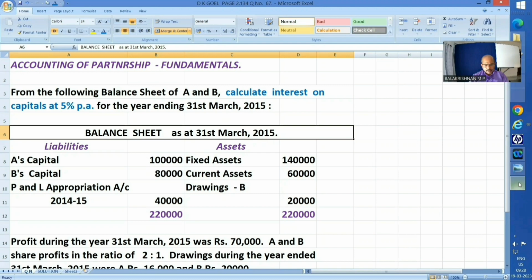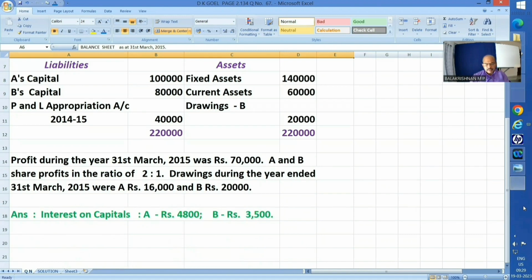Liabilities: A's capital 1 lakh, B's capital 80,000, P&L appropriation account 2014-15 40,000. Asset side: fixed assets 1,40,000, current assets 60,000, drawings of B 20,000. Profit during the year ended 31st March 2015 was rupees 70,000. A and B PSR 2:1. Drawings during the year ended 31st March 2015: A 16,000, B 20,000.